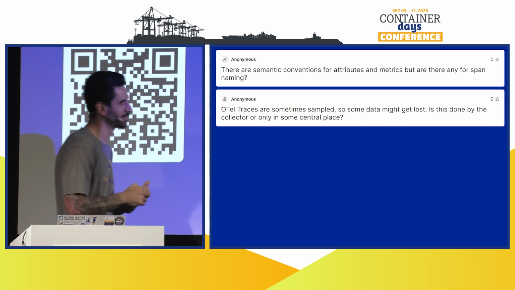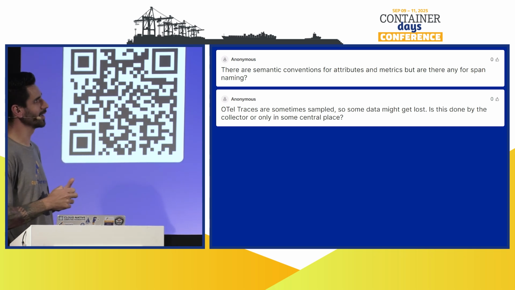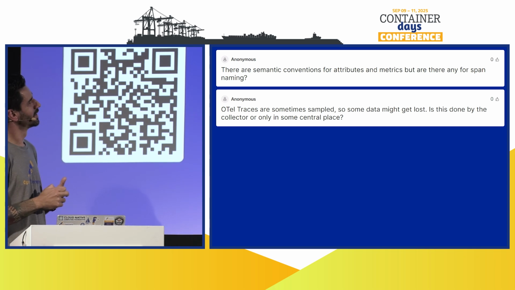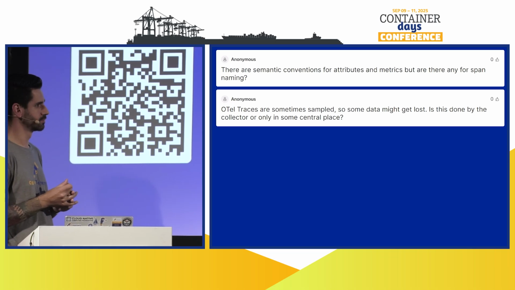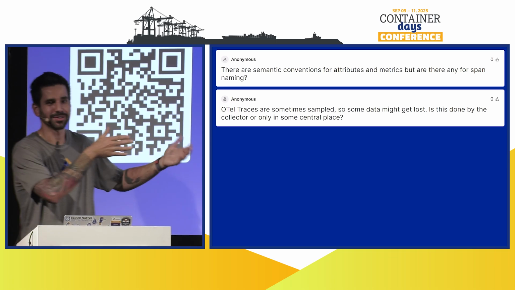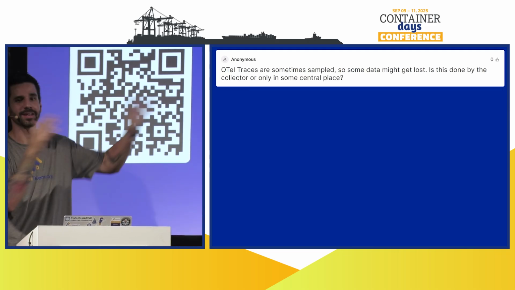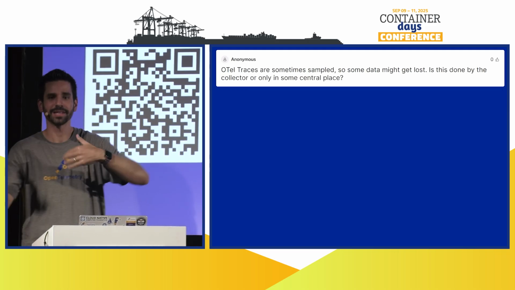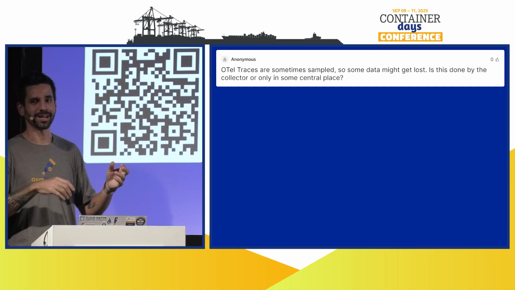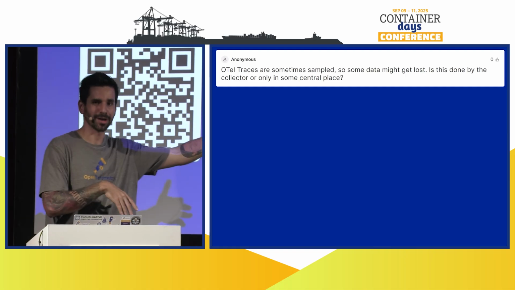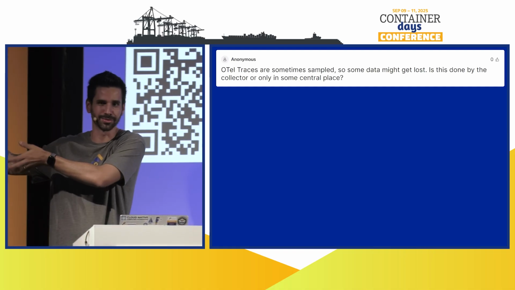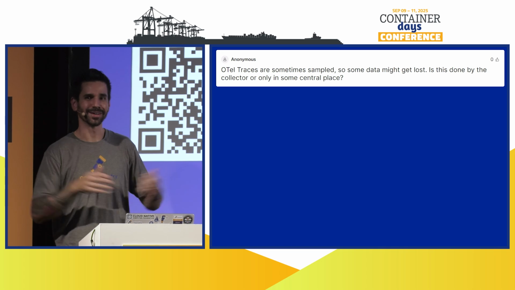Thank you. We could do a very quick yes or no answer, at least to the one coming up while you were answering. OTel traces are sometimes sampled, so some data might get lost. Is this done by the collector or only in some central place? By the collector. Perfect. Well, you can sample in your application as well, depending on the sampling decision that you have. There is head sampling, what you do in your application. There is tail sampling that you do on the collector. But yeah, this is a whole new talk.